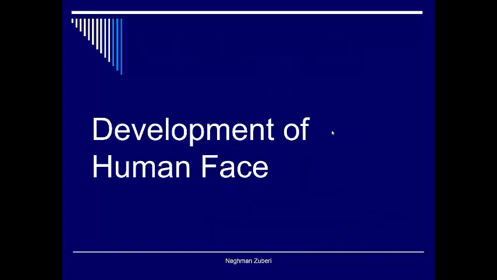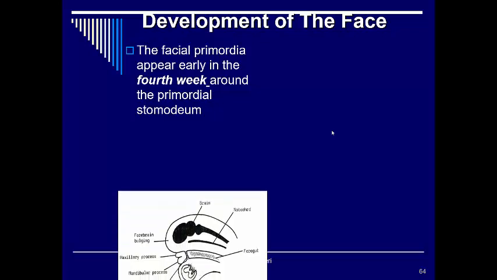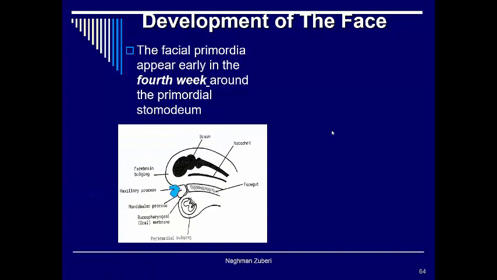Development of the human face. Well, the human face starts with the appearance of facial primordia, which appear early in the 4th week around the primordial stomodium or stomatodium. That's how it is. The maxillary process, mandibular process.